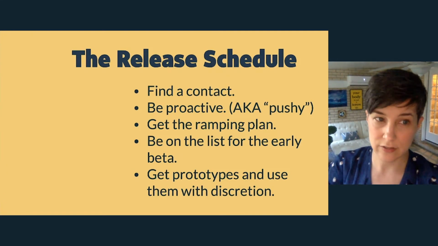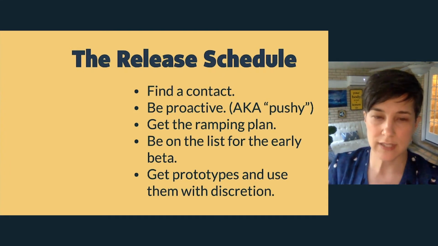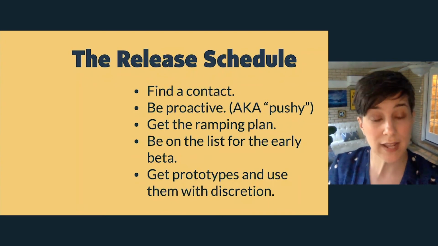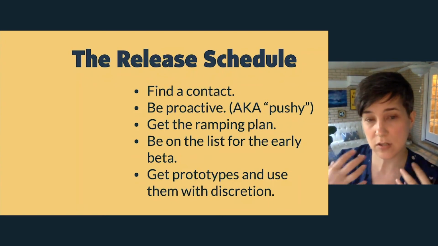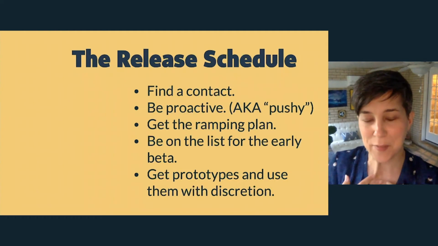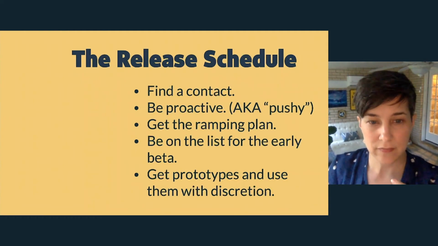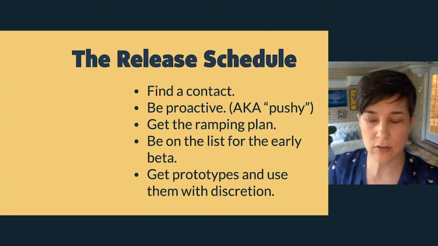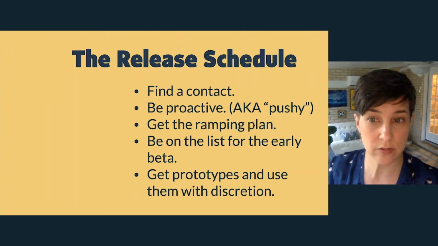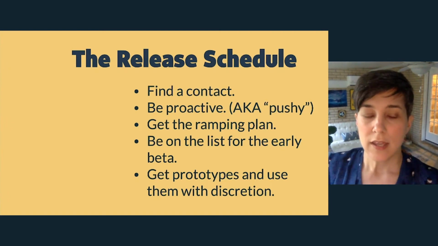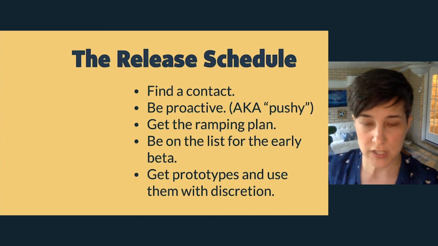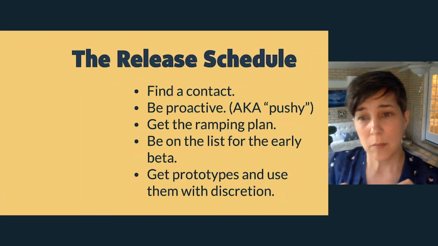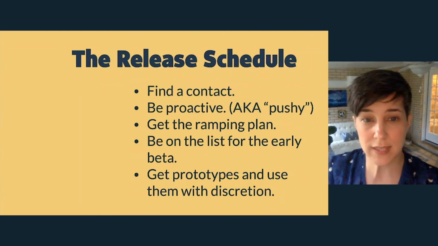The release schedule. So planning around feature releases is a real juggling act. I don't have it figured out, but I have some tips. I think I'm mostly talking to myself and helping myself to work through this. Find a contact. Find somebody who consistently gives you accurate early information about what the product teams are doing, and be proactive. It's going to feel pushy. Be nice, be kind, be sweet, but be pushy because you need that information.